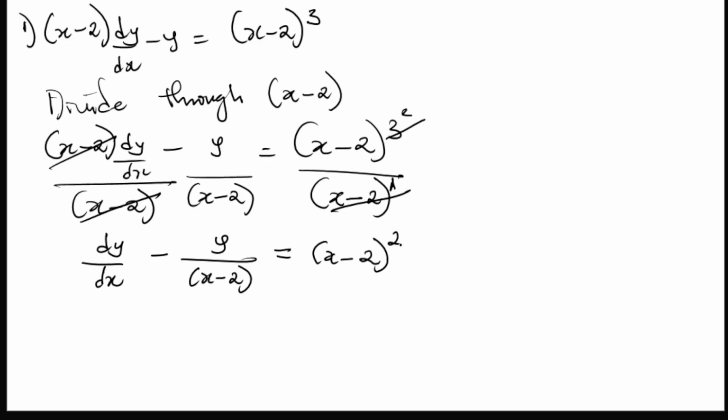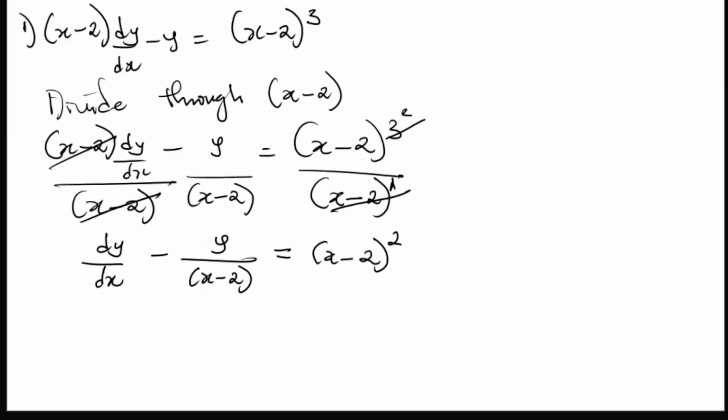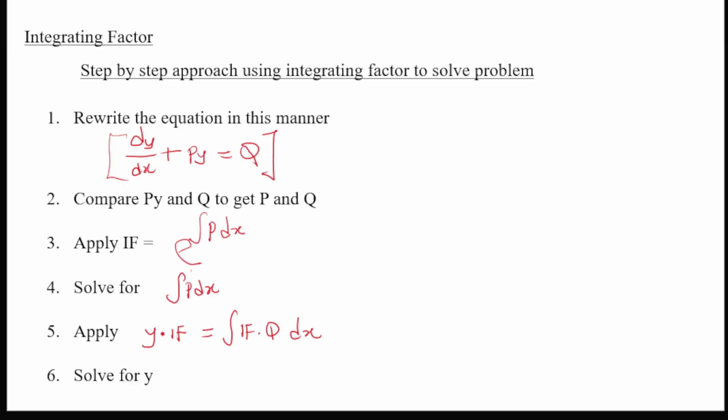Are we together? Now look at your step given. Your step given was to rewrite your equation to suit this manner, starting that equation with dy over dx, right? Go back to your question. Have you started your equation with dy over dx? Yes. What's the next step? The next step simply says, okay, since you've started that equation with dy over dx, compare your py and your q in that given equation.